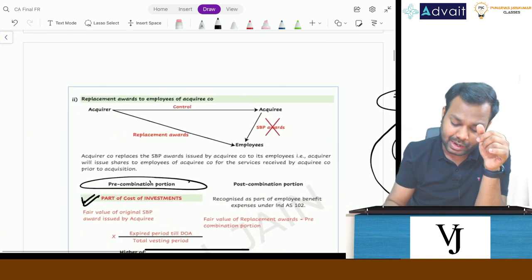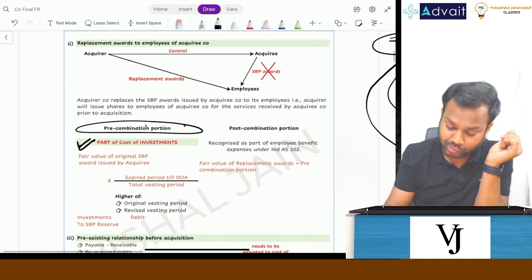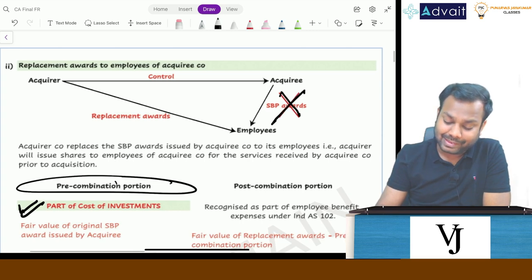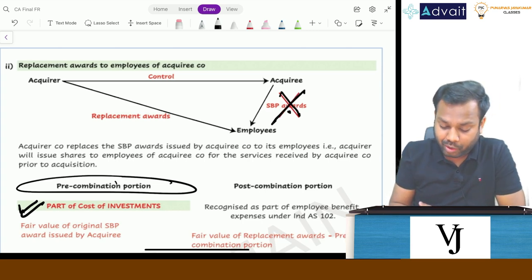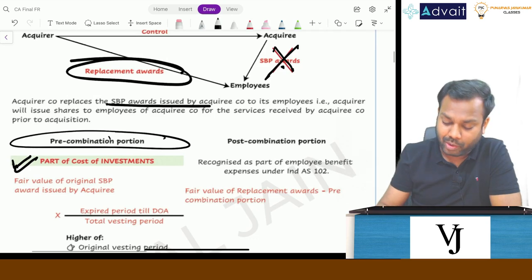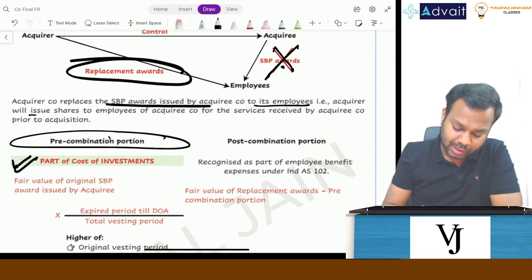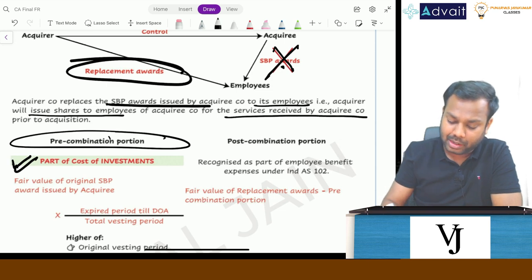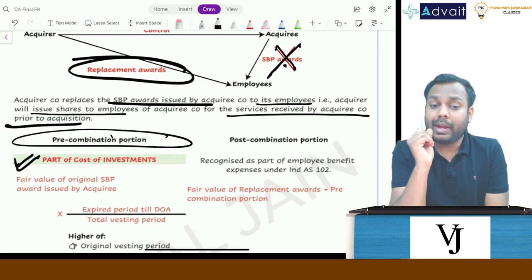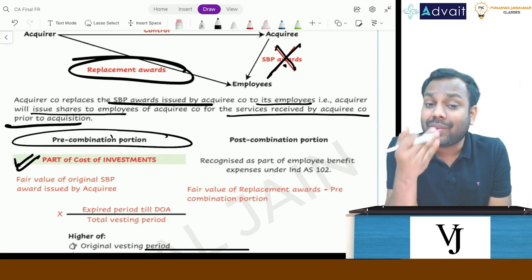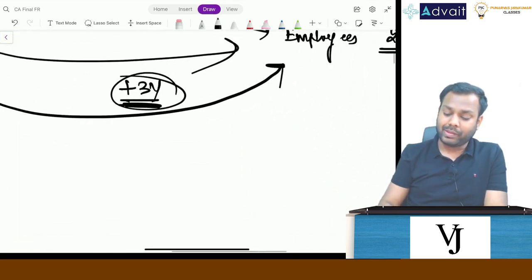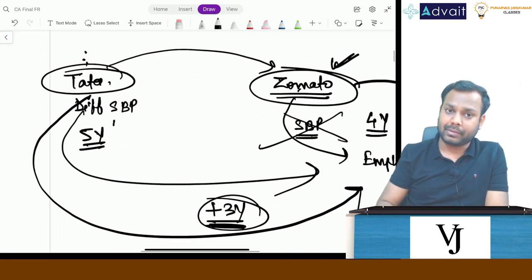So that's what it says. This is the diagram. The acquiree company issued share based payment awards to the employees, which get cancelled, and since the acquirer controls the acquiree, the acquirer now replaces the awards. The acquirer company will issue shares to the employees of the acquiree company for the services rendered prior to the date of acquisition. Meaning thereby the employees have given the service to Zomato, but the shares are given by Tata.